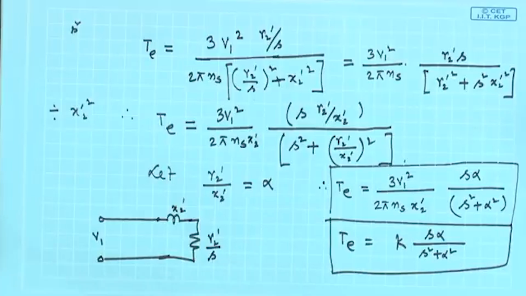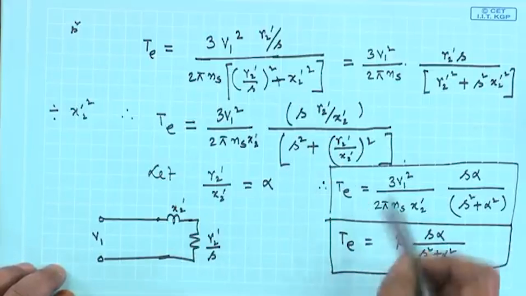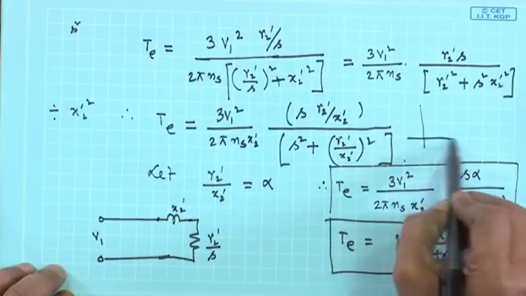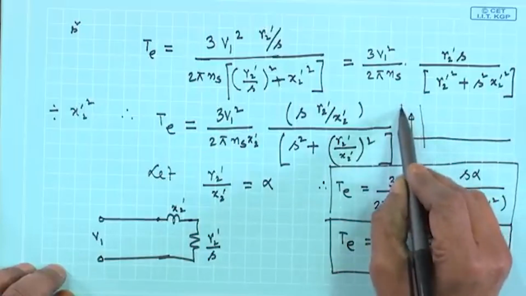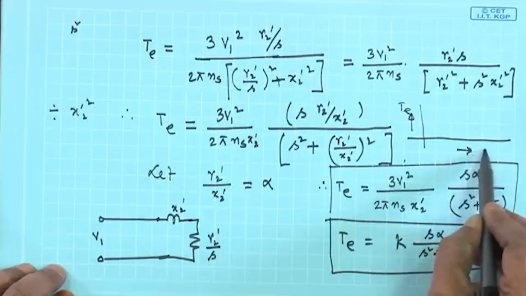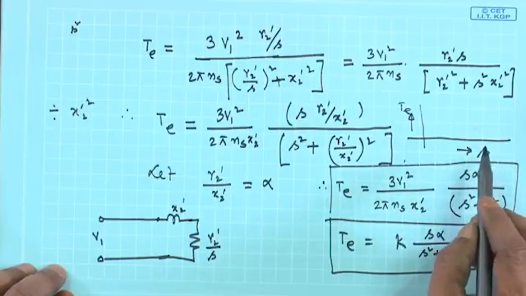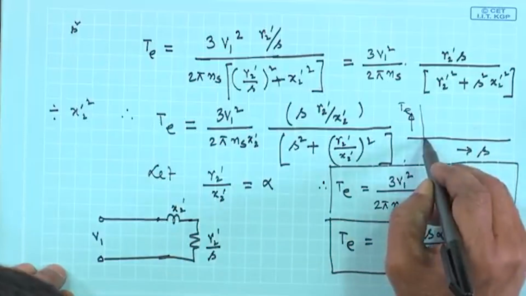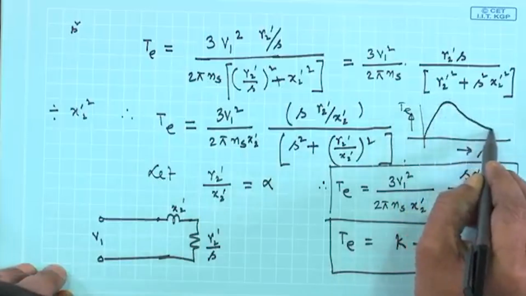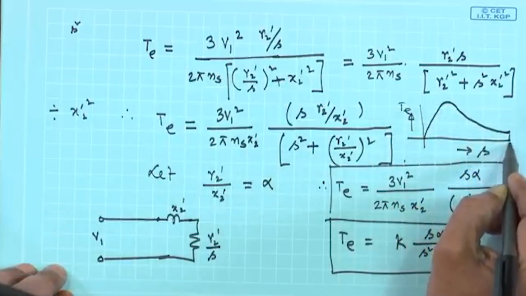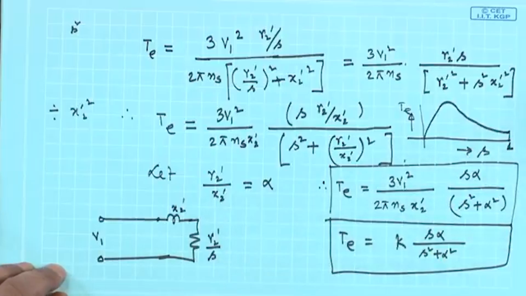Now, here once again suppose we ask ourselves, at any slip I will be able to calculate the torque, and if you plot S versus T, it will be the same shape like this. This is T and this is S, and S varies from 0 to 1, it will be of this nature only, similar nature. And let us ask ourselves at what slip maximum torque occurs.